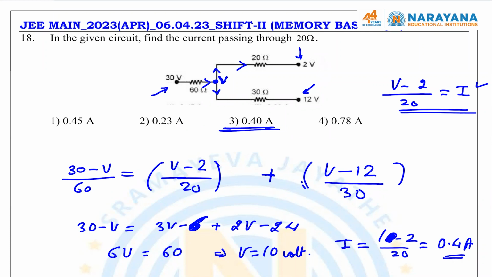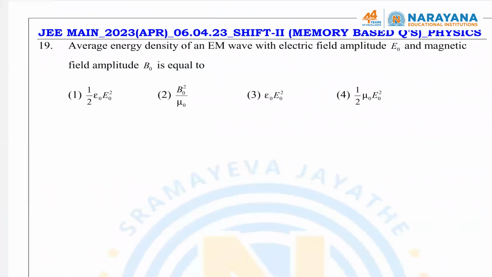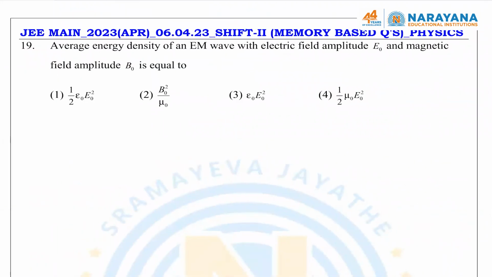All right. Let's go to the next question. Question number 19. This is just a formula based question. The average energy density of an EM wave. We are given electric field amplitude and magnetic field amplitude. The average energy density of an EM wave is equally distributed between electric field and magnetic field.